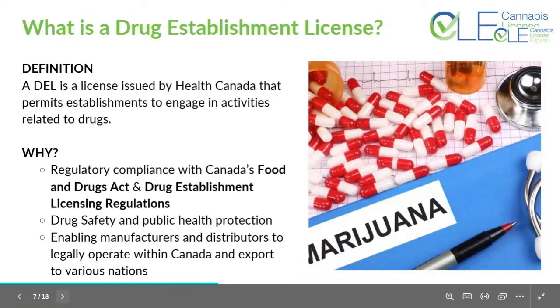So why do we have to do these? It brings your company into compliance with the Food and Drugs Act, as well as the Drug Establishment Licensing Regulations. Health Canada's developed this for its own citizens as well, for drug safety and public health protection. We know that those are their two favorite things to talk about. And then it enables manufacturers and distributors to legally operate within Canada as well as to export, knowing that you've met a specific standard of quality that is internationally recognized.